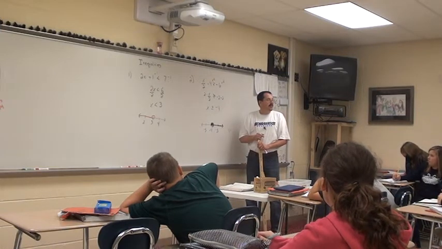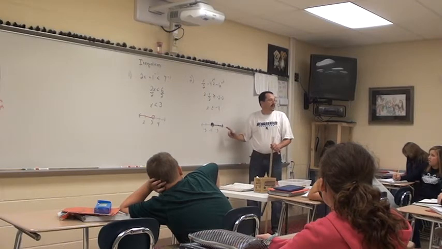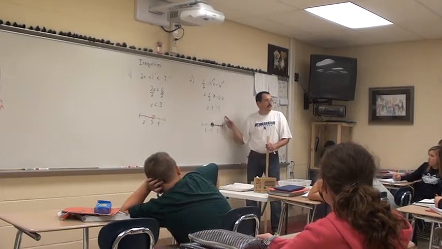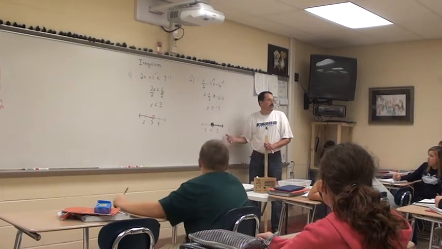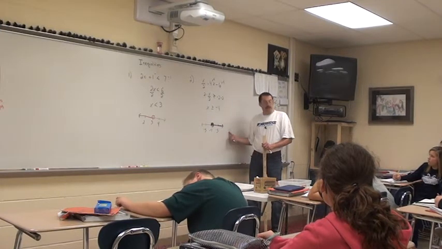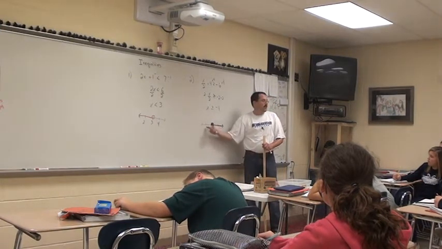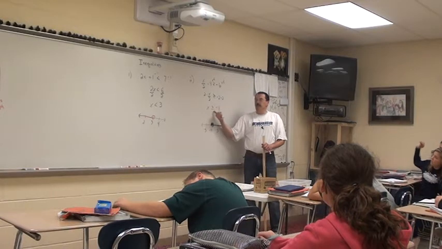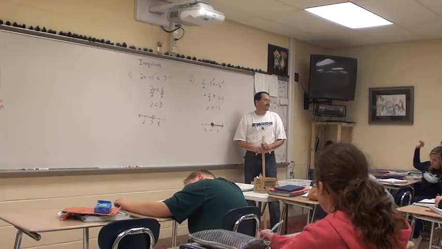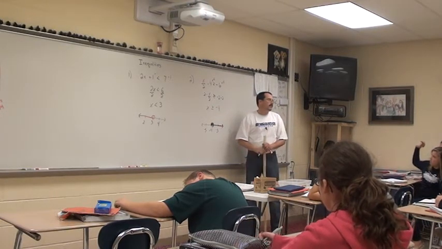Bigger. It's bigger, so that's why I shade it. I shade in everything that will make this true. There's a lot of numbers that will make that true. All the ones this way will make it true. You know, guess what? The ones this way, is -5 bigger or equal to -4? No, so you don't shade that in.